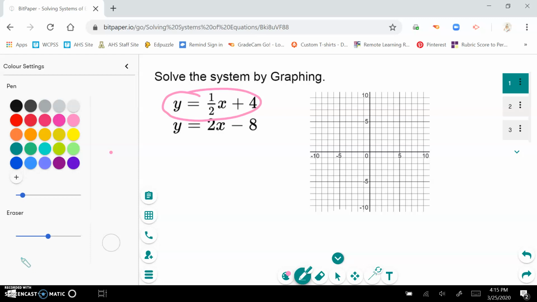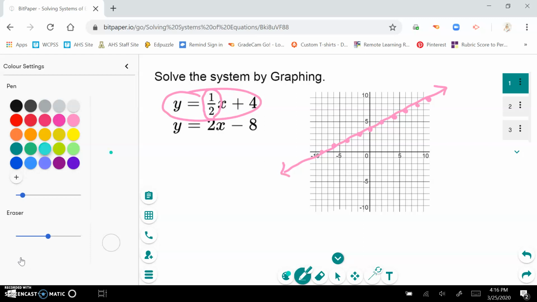So we're going to start graphing at 4, because that's our y-intercept, and then our rise and run for our slope is up 1 to the right 2. So we'll go up 1 and to the right 2, and you can do that a couple of times. For the first line I always like to do a few extra points, and then we connect.